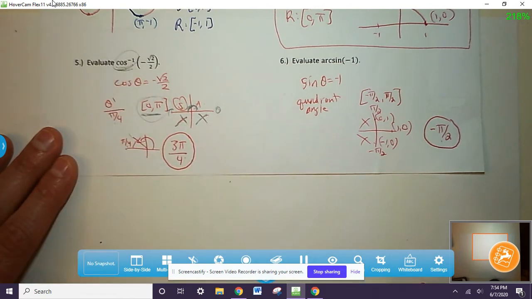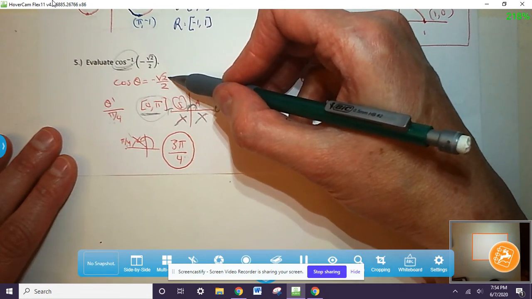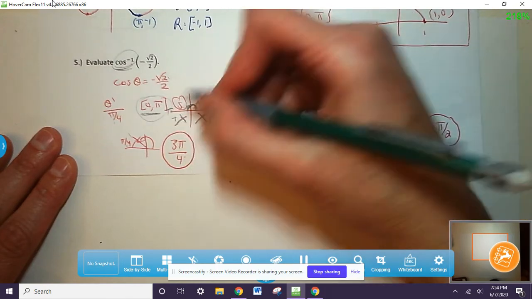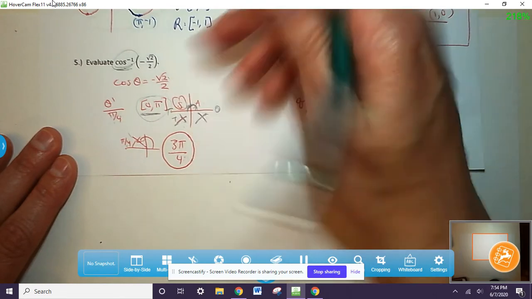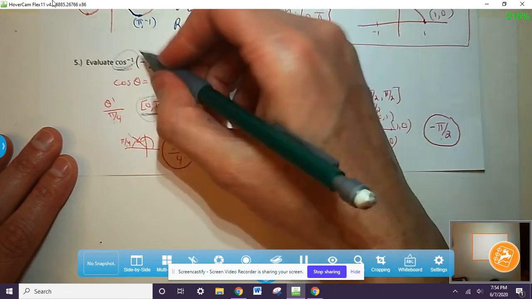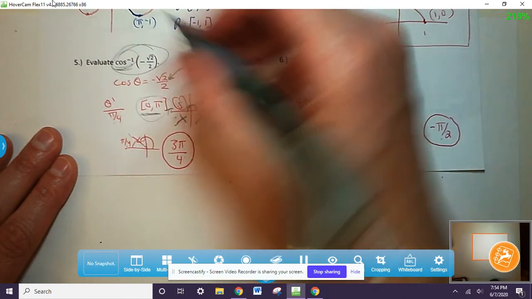If we were actually just trying to solve this equation, we would normally get 3 pi over 4 and 5 pi over 4, because usually we would accept an angle in quadrant 3 because cosine will also be negative in quadrant 3. But we're not allowed to do that here because we're not actually solving this equation. We're evaluating this. We just rewrote it as this equation because it's more familiar and easier for us to work with.